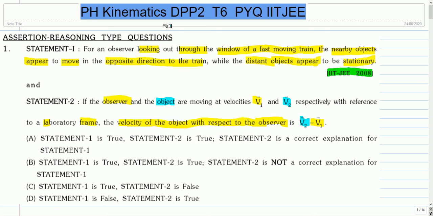In this video, I will discuss some kinematics problems from previous year's question papers of IIT JEE. This is question number 1, an assertion reasoning type question.